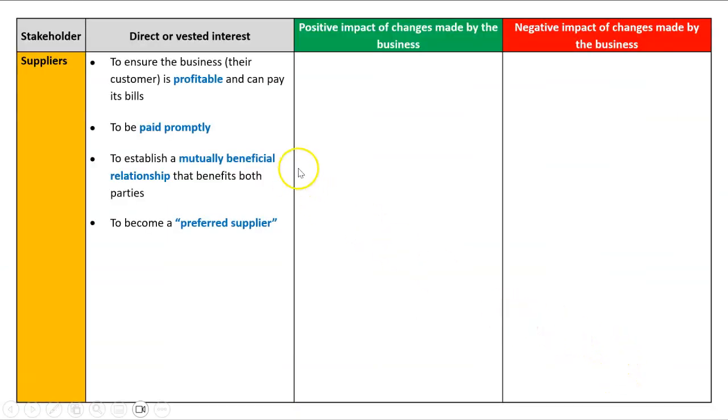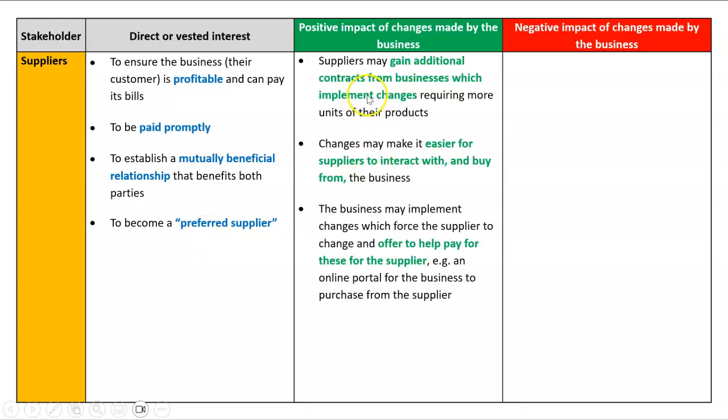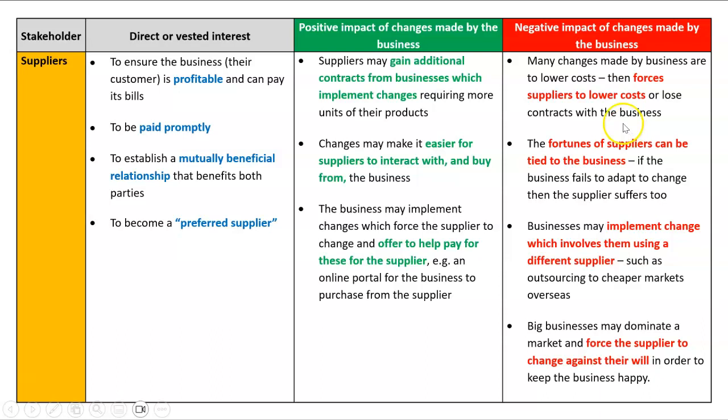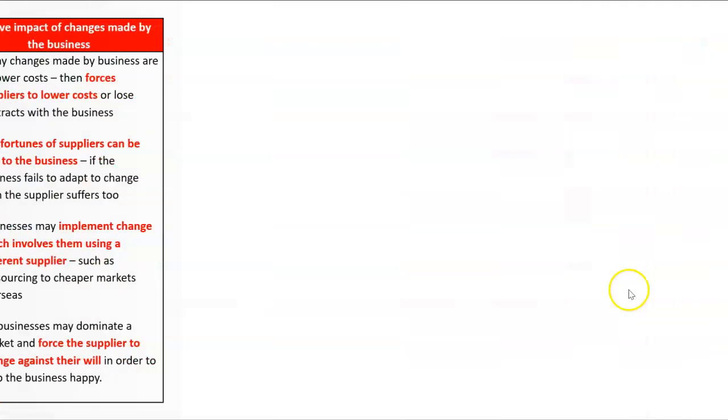Suppliers, they want the business to be profitable so they can be paid and become a preferred supplier. Positive impacts of change? Well, change might mean suppliers get more business and contracts from the business. The negative impacts for suppliers are maybe the supplier has to lower costs because of the change, or maybe they need to change what they're doing, or maybe the business even uses a different supplier.